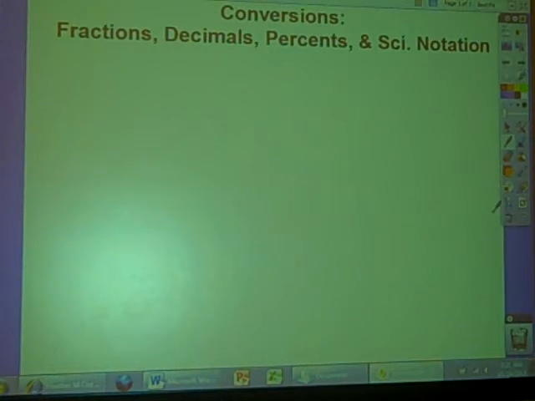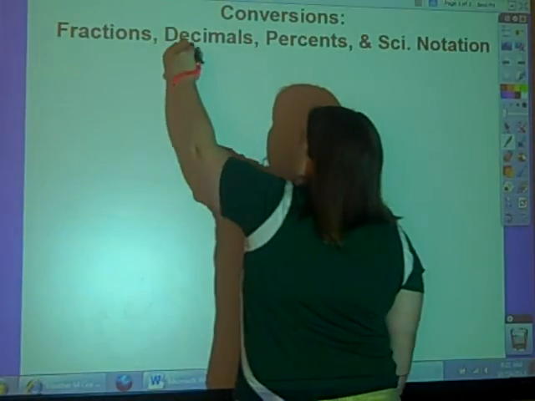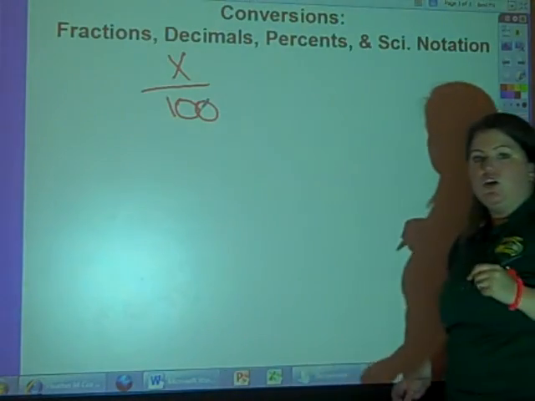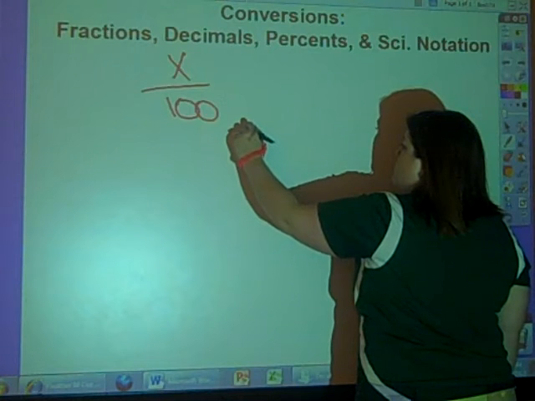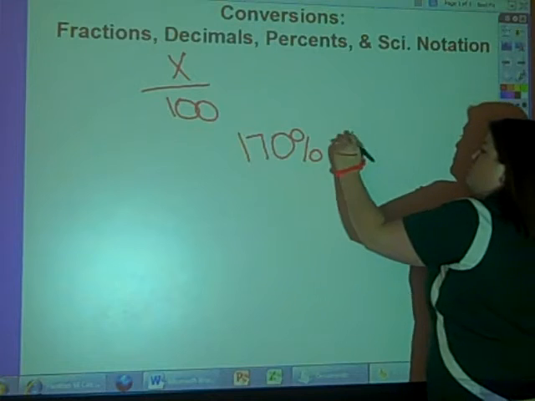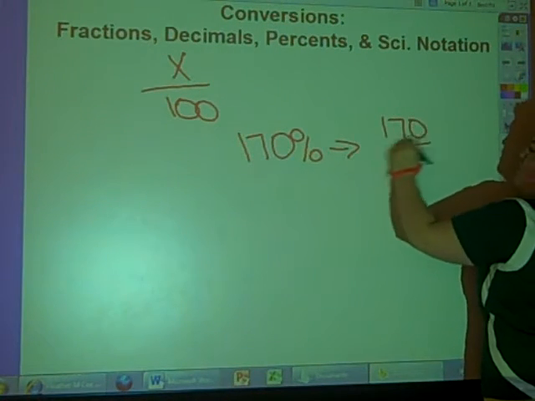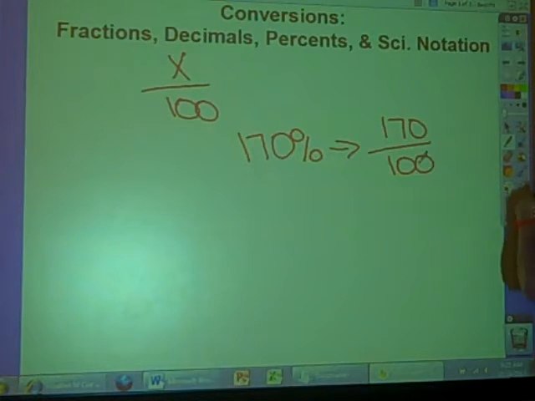Okay, our next one is going to be a percent to a fraction. Percent to fraction means that you want to take it and put it over 100, because percent means per 100. So if we had 170%, we would want to show our steps, so we would take the percent of 170 and put it over 100. And then, quite frankly, you really want to reduce it.